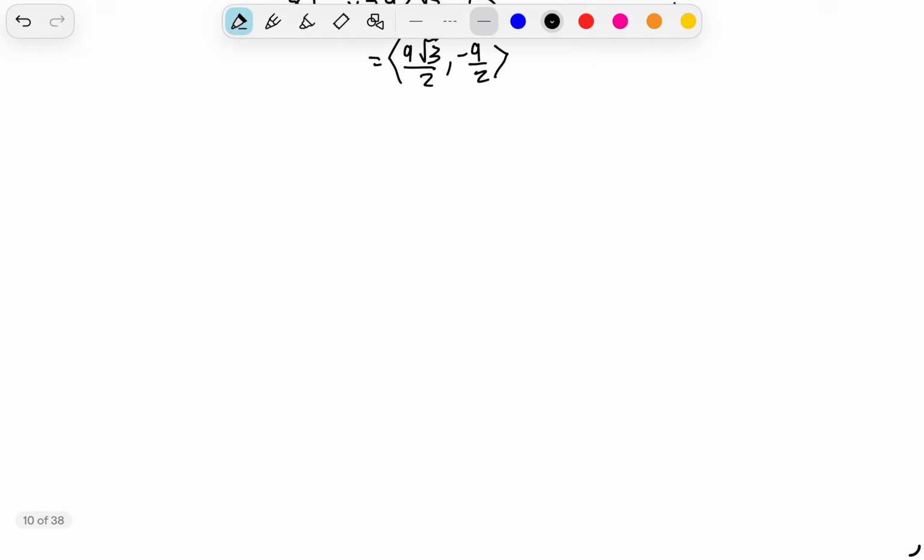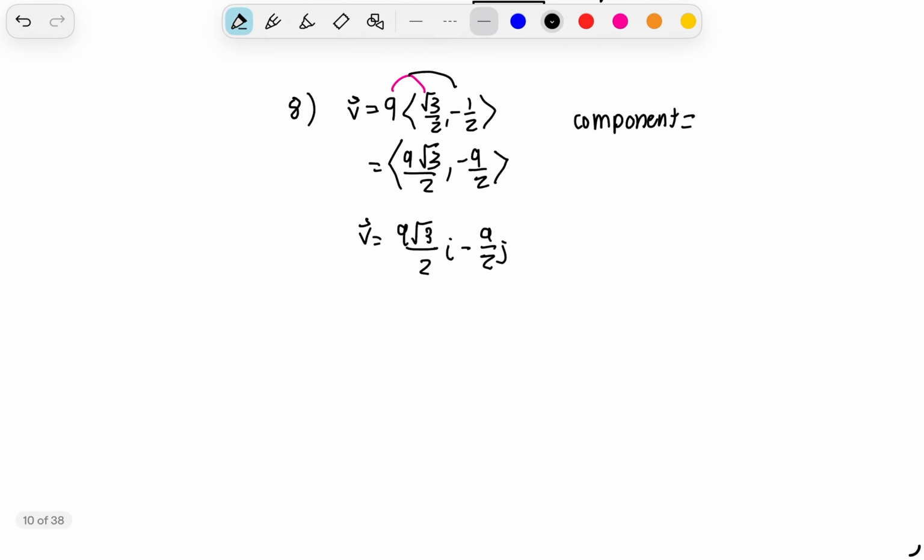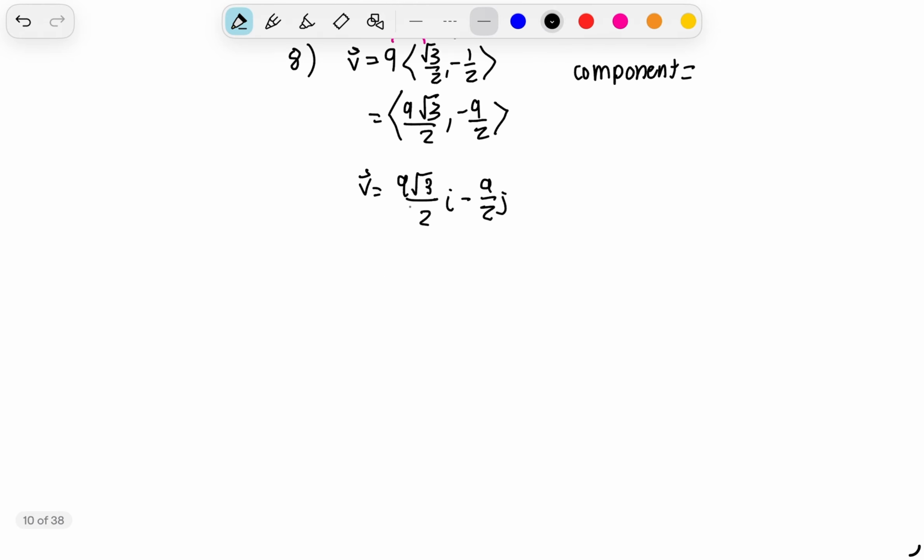Now you can write this in linear form. So you would just add i. So that's our linear form.